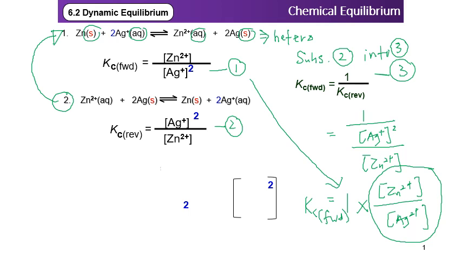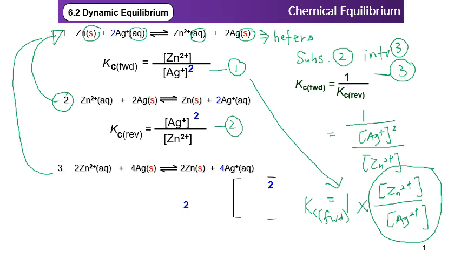Now look at the third one. Again, we compare the third equation with the first equation. We notice it is reversed. At the same time, the coefficient is 2 times. In other words, we can say this is double the second equation.